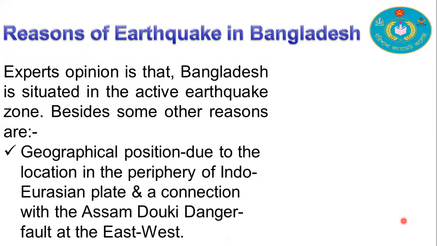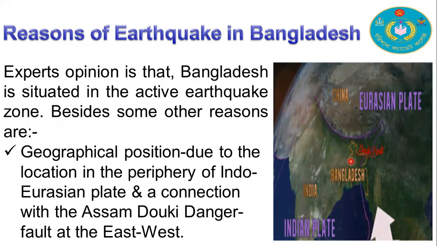The first one is geographical position. You know, due to the location on the periphery of the Indo-Eurasian plate and a connection with the Assam-Dauki danger fault at the east-west. Previously, in the first class, we discussed that there are some reasons for earthquakes, and that earthquakes take place in the peripheral area between two plates. It may be two continental plates or the continental plate and the oceanic plate. And another reason was the fault. In this perspective, both reasons are included here.